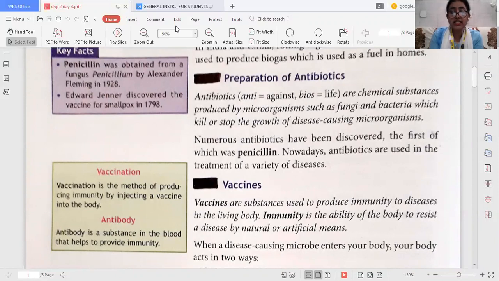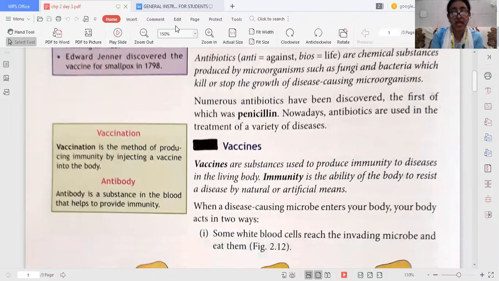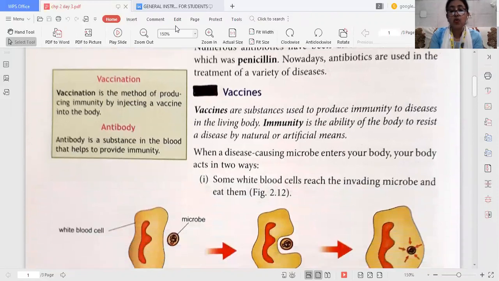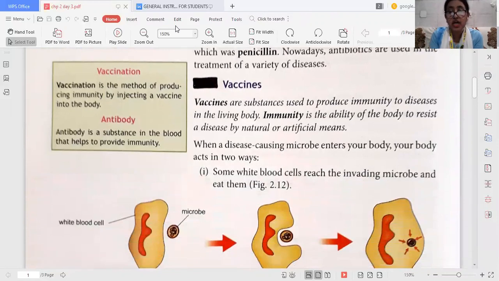Now, next is vaccine. I think you all have heard this word vaccine. What is a vaccine? Vaccines are the substances used to produce immunity to disease in the living body. Now, what is immunity? Immunity is the ability of a body to resist a disease by natural or artificial means.